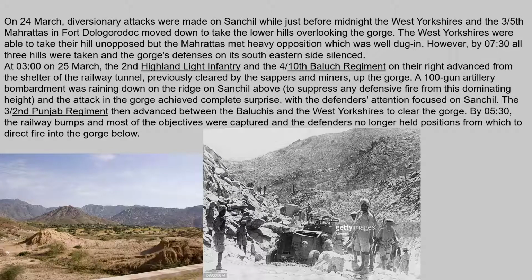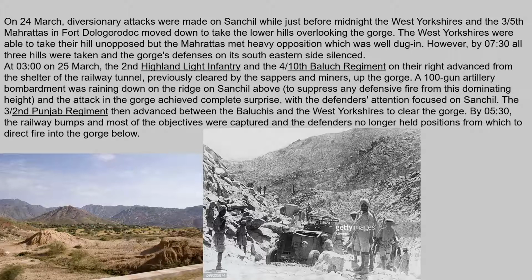March 24th, diversionary attacks were made on Sanchil, while just before midnight, the West Yorkshires and the 3rd, 5th Marathas in Fort Dologorodoc moved down to take the lower hills overlooking the gorge. The West Yorkshires were able to take their hill unopposed, but the Marathas met heavy opposition, which was well dug in. However, by 0730 hours, all three hills were taken, and the gorge's defenses on its southeastern side were silenced.